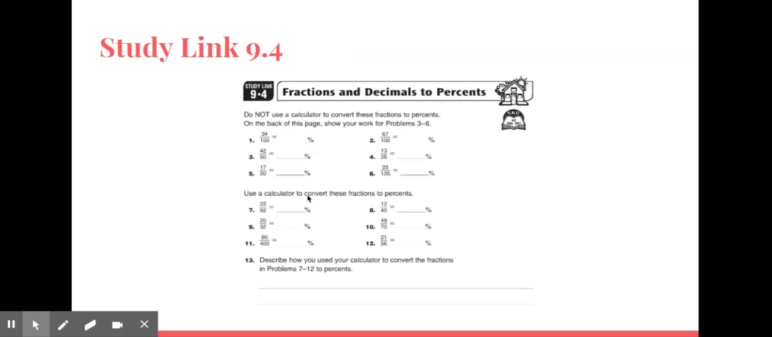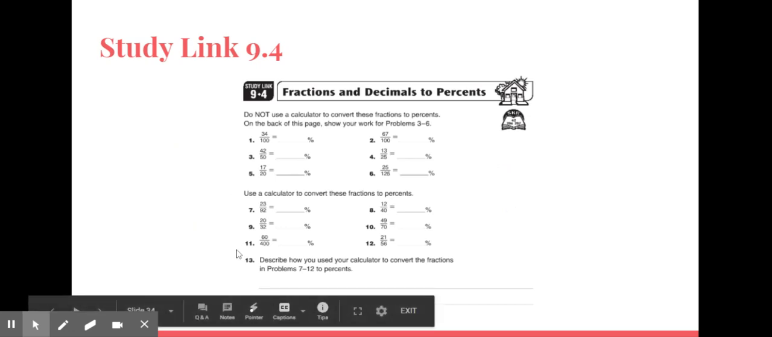All right, you guys are going to do your study link. And on it says, do not use a calculator to convert these. On the back of this page, show your work. You can do it on the back, you can do it on the sides, you can do it on scratch paper, whatever. But here's my advice. Since you can't use a calculator, you should simplify first. Okay, so simplify these fractions before you figure out the percents.